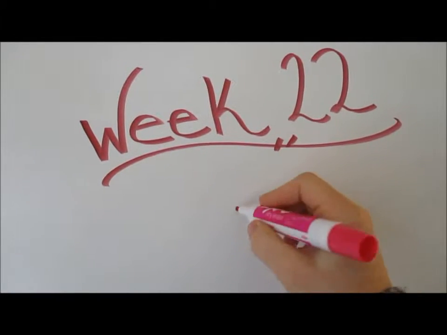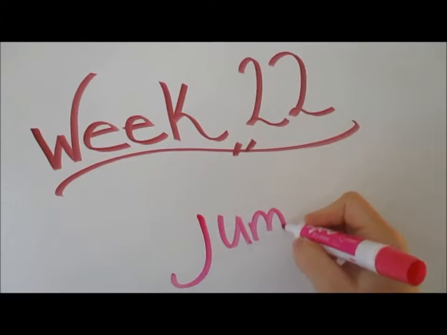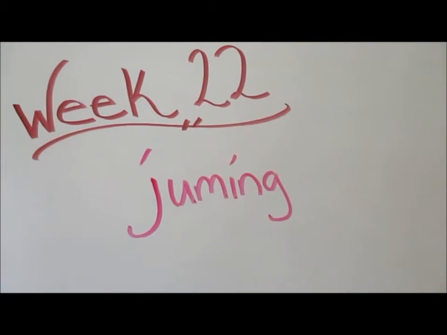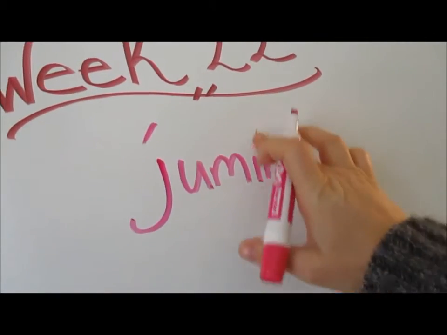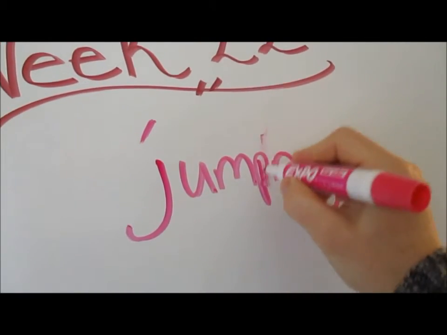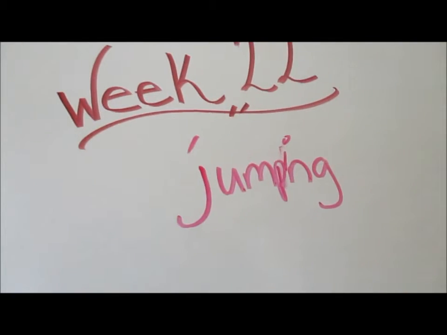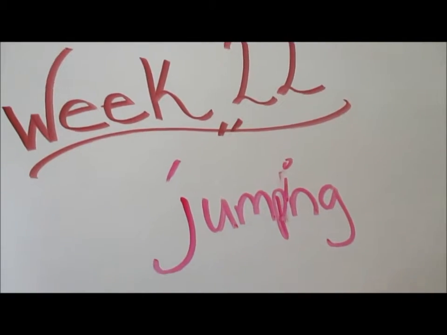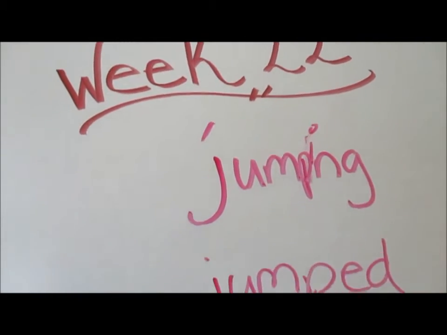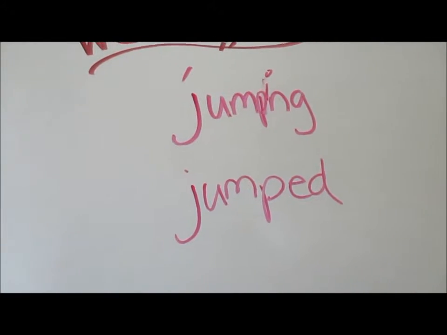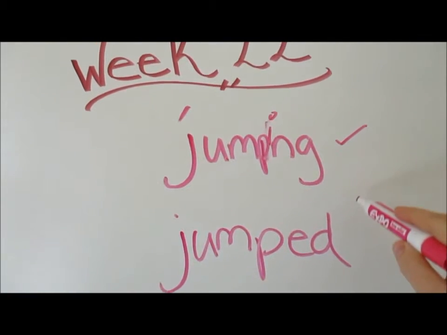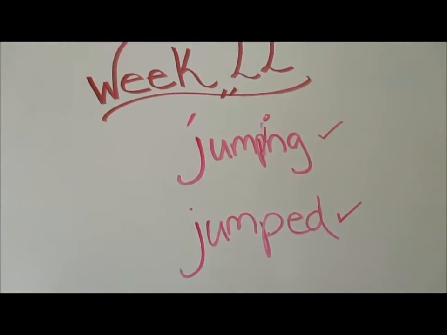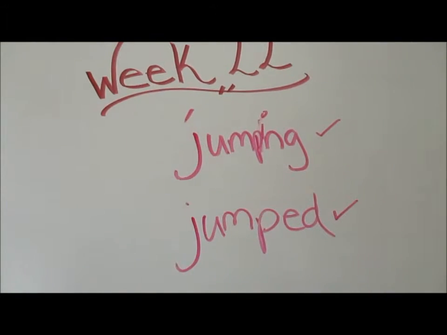So if you have the ing form, that acts as the present participle. How about jumping? Or if you have the ed, that acts as a past participle. So jumping, jumped. That's the present, and that is the past. And that can be used again as an adjective in a sentence.